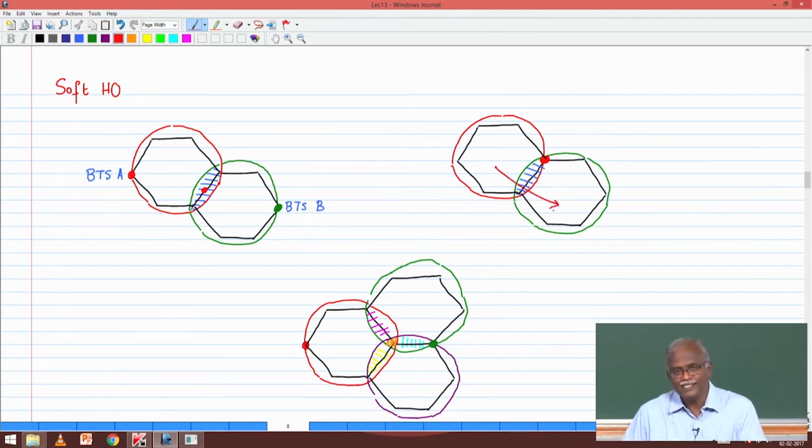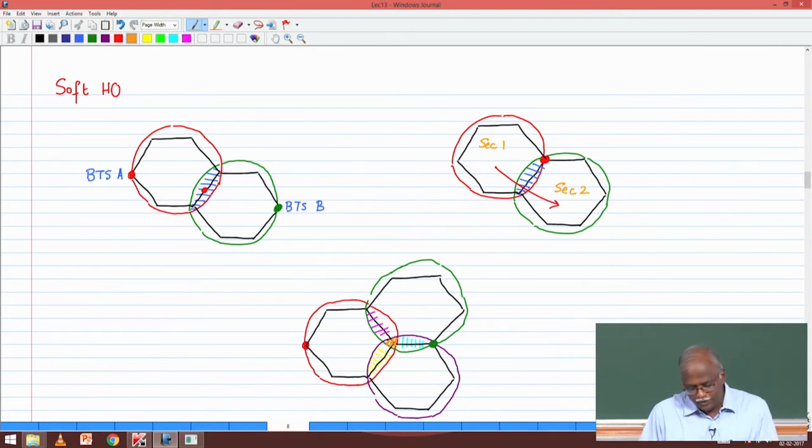The two cells are actually two sectors of the same base station. That can happen, because if this was the base station that was serving both, and you moved from this cell to this one, it turns out that this is sector 1 of the base station, this is sector 2 of the base station, and you are basically moving from sector 1 to sector 2.